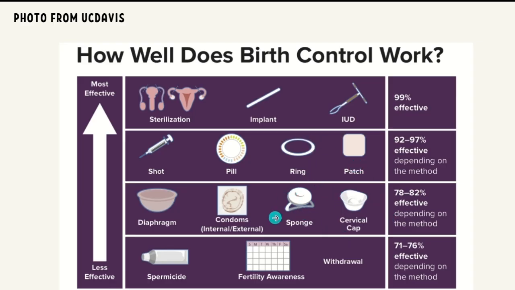And then this next round is 78 to 82% effective, depending on the method. You have the cervical cap, the sponge, then the condom, which is external, and then the diaphragm, which would go inside the vagina. Then at 92 to 97% effective, you have the patch, the ring, the pill, and the shot. Then at 99% effective, you have sterilization. This would mean they tie their tubes, or have an implant, or get an IUD. An implant is what they put in the arm, I think. I don't necessarily remember.